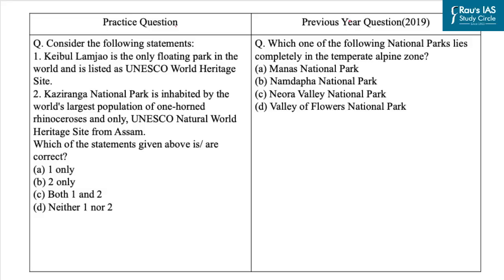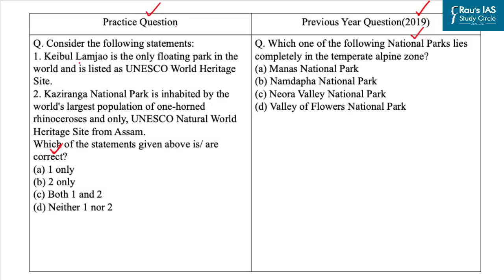Now as you know, the UPSC has been asking map-based questions from India entailing important places including Ramsar sites, biosphere reserves, wildlife sanctuaries and national parks. Like this question came in year 2019 based on national parks. Now let's come to the practice question. Here you have to find out the correct statements.